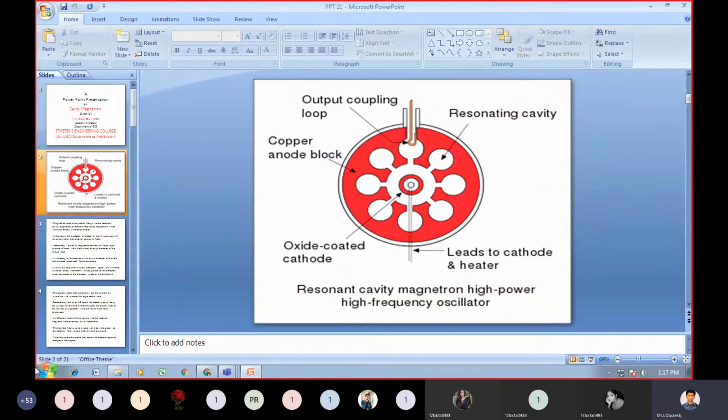A wire acting as the cathode is run down the center of this hole, and the metal block itself forms the anode.